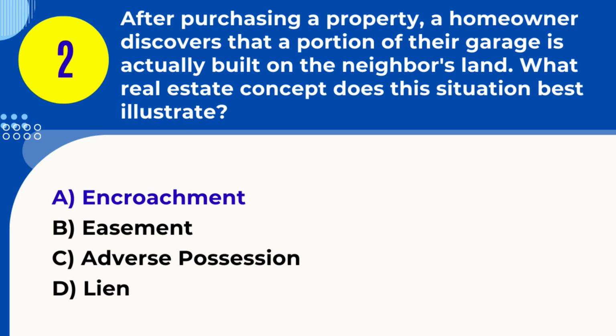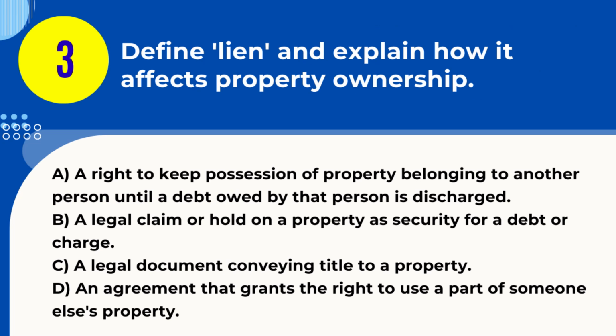Answer: A. Encroachment. Explanation: encroachment occurs when a structure or improvement, like a part of a garage, extends onto a neighboring property without permission. Question 3. Define lien and explain how it affects property ownership.